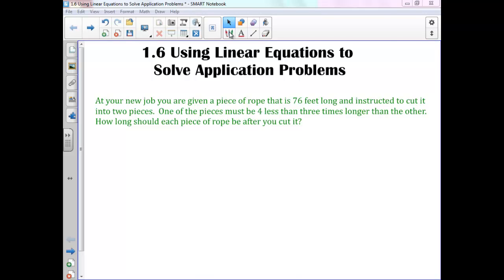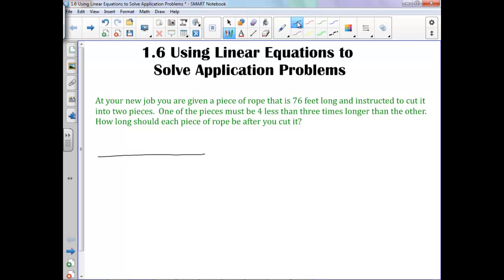But first off, we've got a rope. We know our rope is 76 feet long, so let's draw a picture. We've got a rope that's 76 feet long. We know we're cutting it in two pieces, so we're going to make a cut somewhere. One of the pieces is 4 less than 3 times longer than the other. So we don't know how long this first piece is, so let's just call this part x.